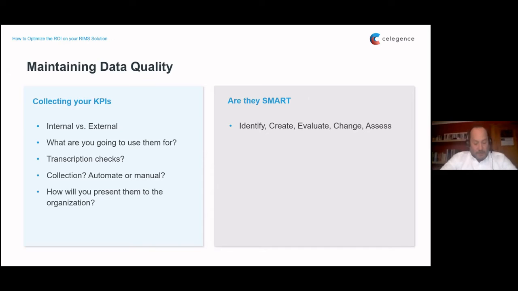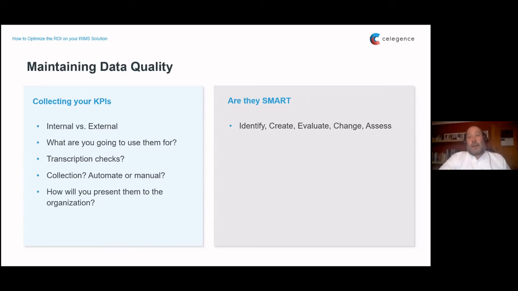KPIs should be defined to maintain a level of quality within your systems. You will have both internal as well as external metrics and KPIs. The external KPIs will be driven by the health authority timelines, and the internal ones should be driven by your process improvements.